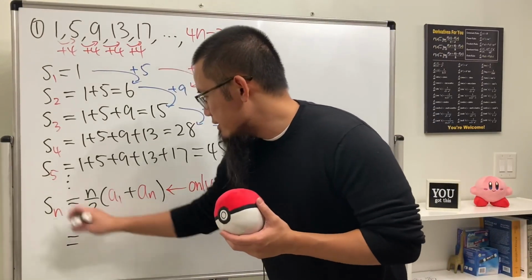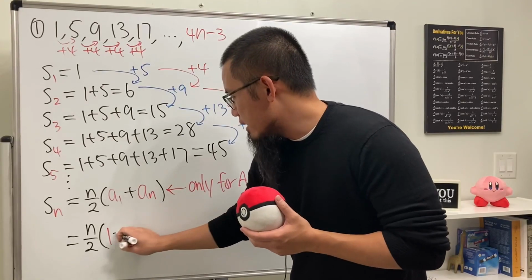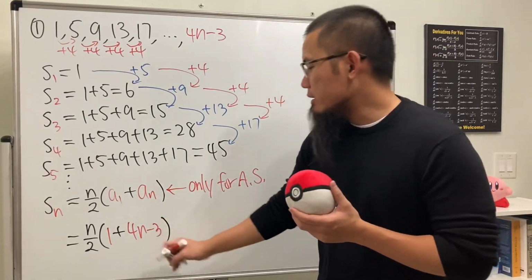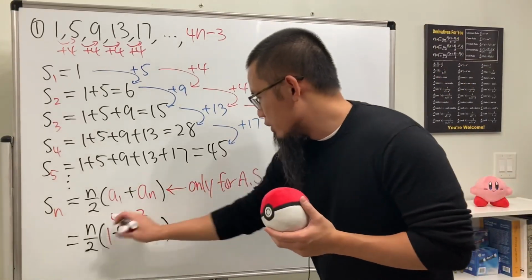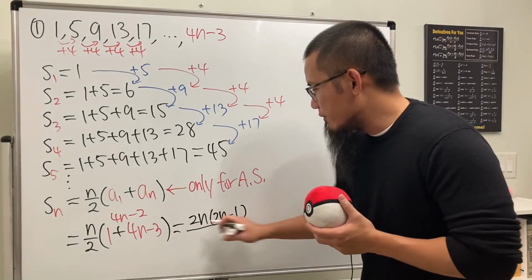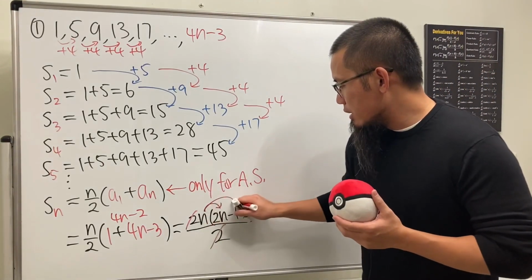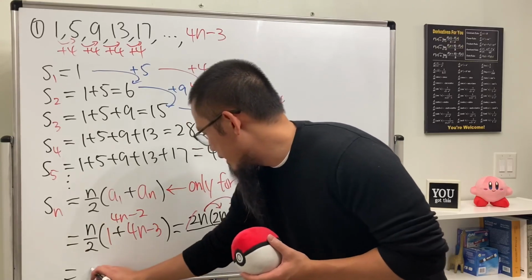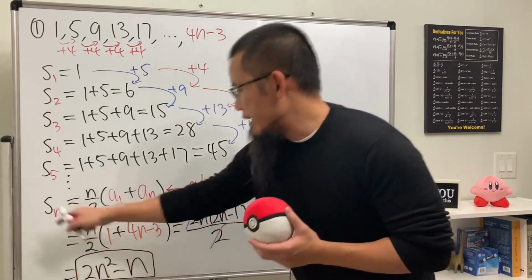We see Sn is just going to be n over 2 times a1, the first term, which is 1, and then we add an, which is 4n minus 3. And then from here we can just simplify, right? So we get 4n minus 2 inside, and we can factor out 2, so we get 2 in the front, and then this n, and then we have the 2n minus 1, and all divided by 2. And for this, we can see that the 2 and 2 cancel and distribute the n. So in the end, we can see that Sn is just going to be 2n squared minus n. So this is the formula for the Sn.